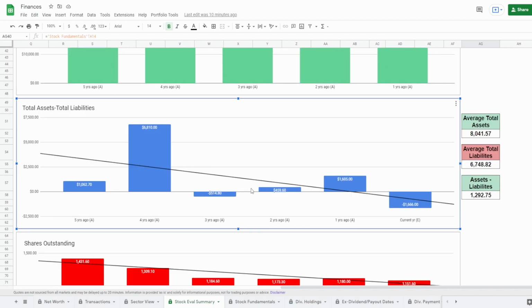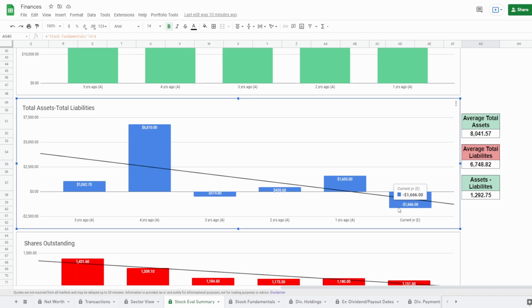Next, we got the total assets minus the total liabilities. And what this metric says is, if they were to liquidate all of their assets, would they be able to pay off all their liabilities? You want this number to be positive. And unfortunately, here with Starbucks currently, they're actually very red when it comes to their total assets minus total liabilities. This pretty much means that they have significantly more liabilities than assets.